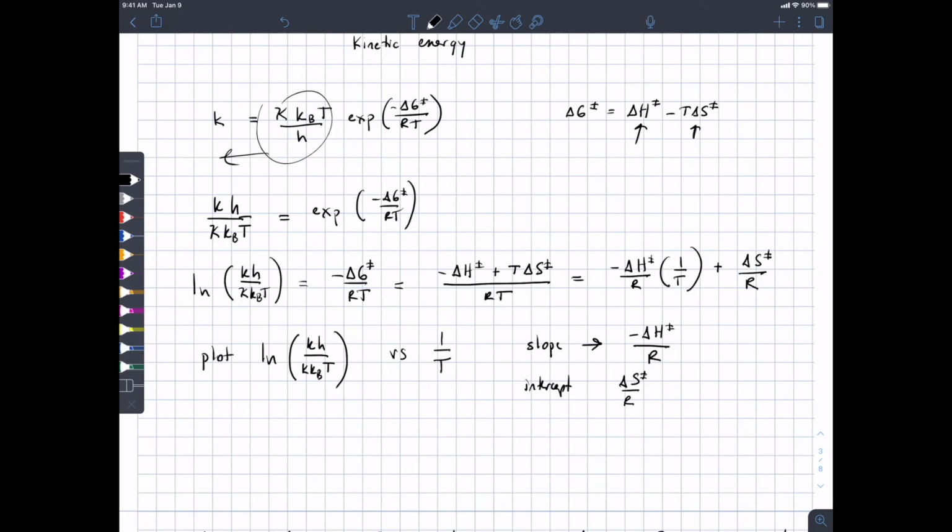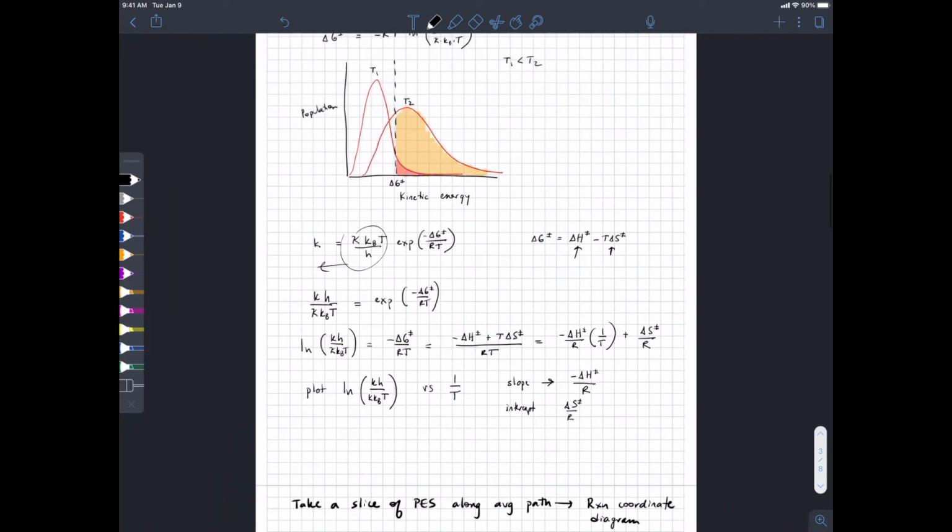You might expect that in our reaction of A and B coming together to make an activated complex, that entropy is going to be negative, right? Because you've got to take two things and bring them together in a single activated complex. All right.